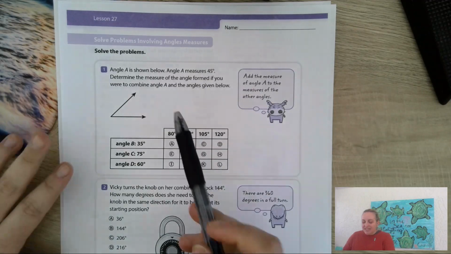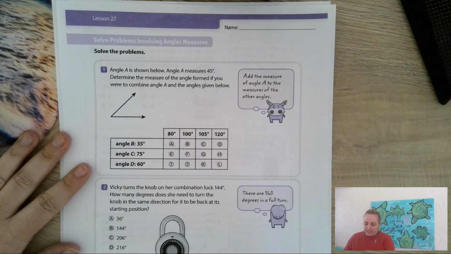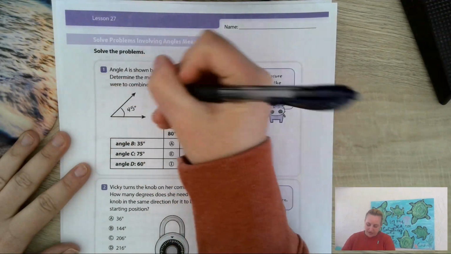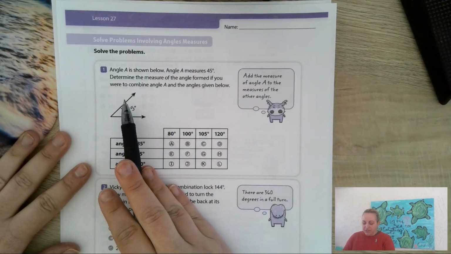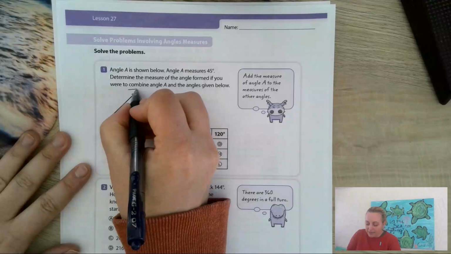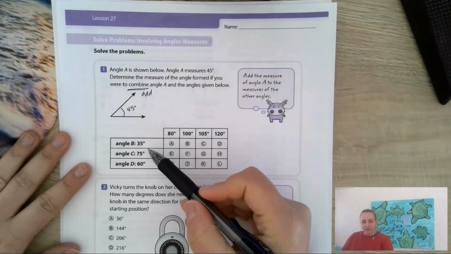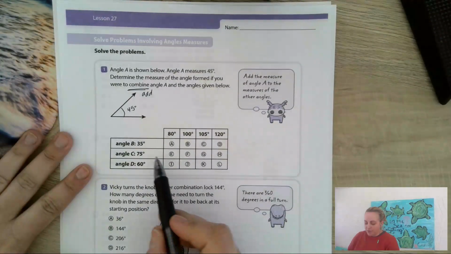Okay, so it says angle A is shown below. Angle A measures 45 degrees, so I'm going to go ahead and label it. I know that this angle is 45 degrees. Determine the measure of the angle formed if you were to combine, means add, angle A with the angles given below. So we have to pick one for each row.